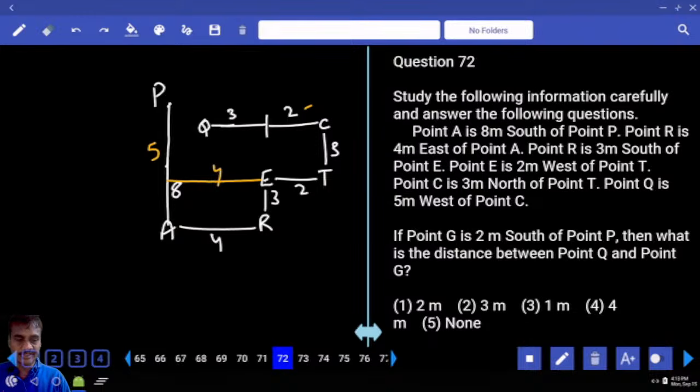72. G is 2 meters to the south of P, we said. So here 3 plus 3 is 6, right? And after 6, how much is left? 2. Now this is 2 meters. Now G is 2 meters to the south of P.